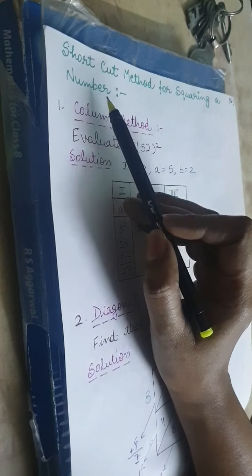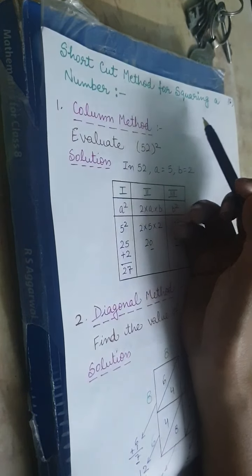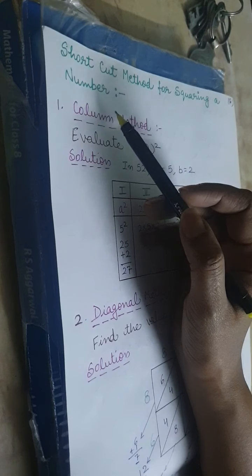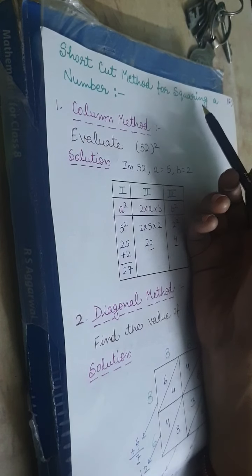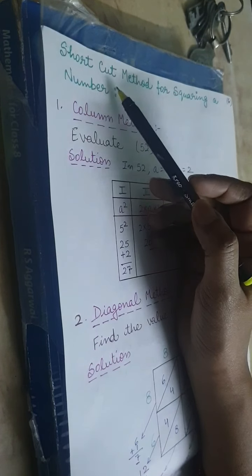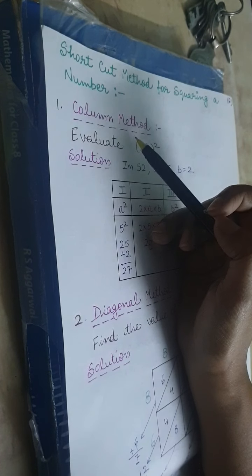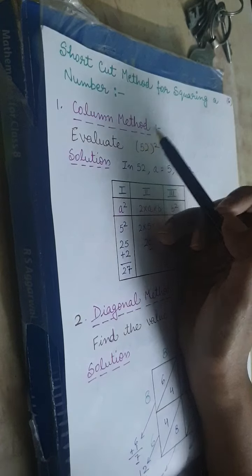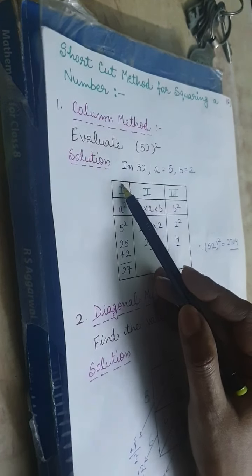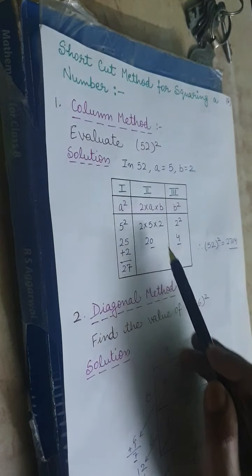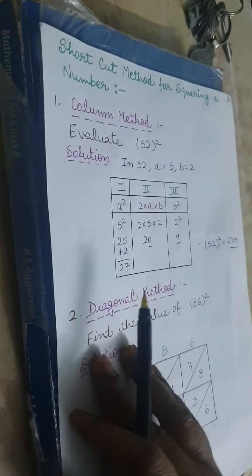Topic: the shortcut method for squaring a number. What we have to find? We have to find the square of a number by the shortcut method. Here the first method is the column method. In this method we will divide the given number into columns and then find out the square.